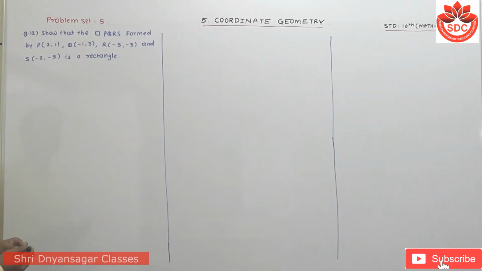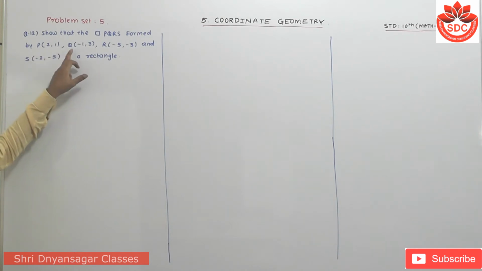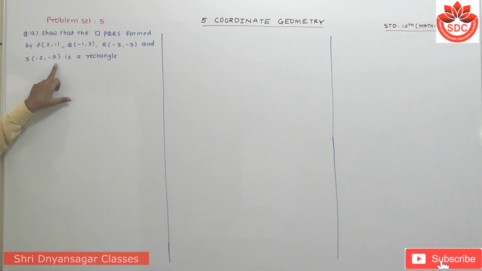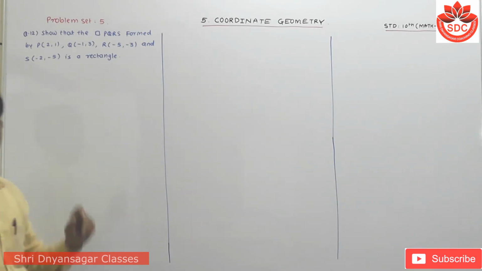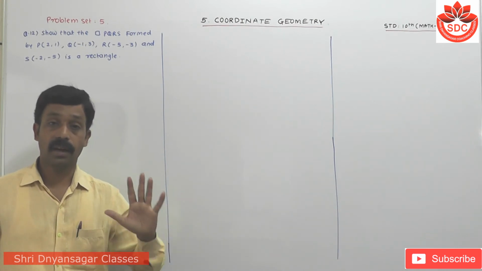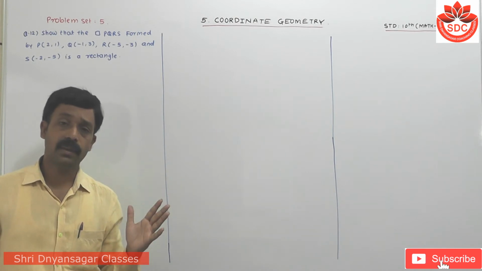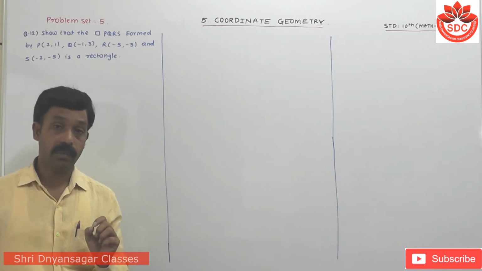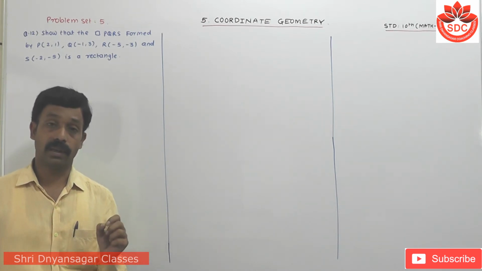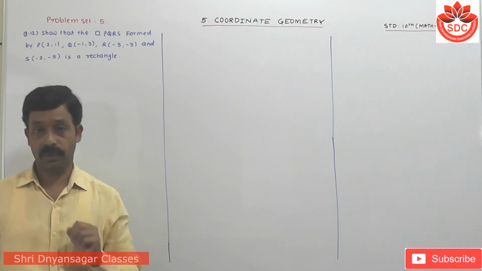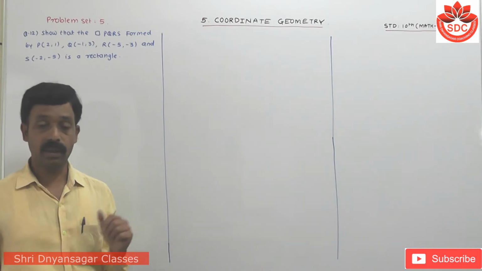Number 12. Show that the quadrilateral PQRS formed by the vertices P 2, 1, Q minus 1, 3, R minus 5, minus 3, and S minus 2, minus 5 is a rectangle. Now for this, student, we use the distance formula. First we have to show that the opposite sides are equal. If opposite sides are equal, then this quadrilateral is a parallelogram. And if in a parallelogram the diagonals are equal or congruent, then it is a rectangle. So we have to find all 4 sides and the 2 diagonals also. Then we conclude whether this is a rectangle or not.